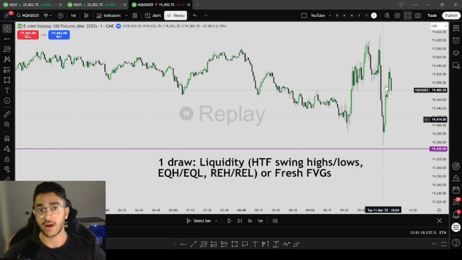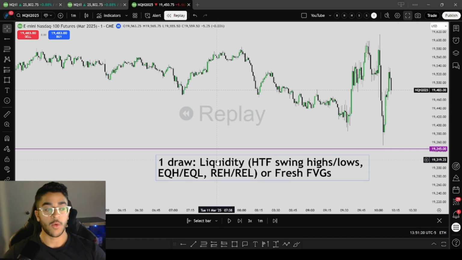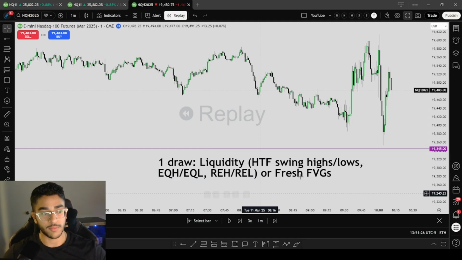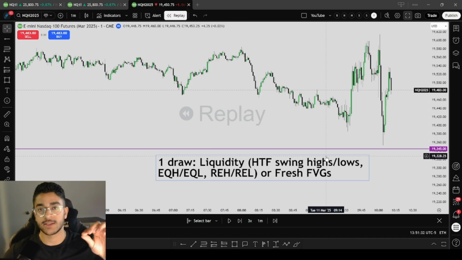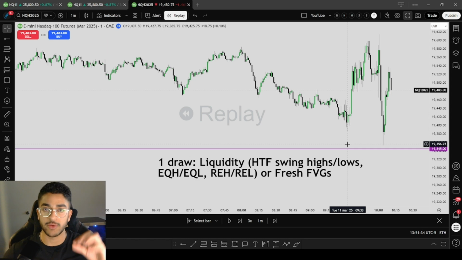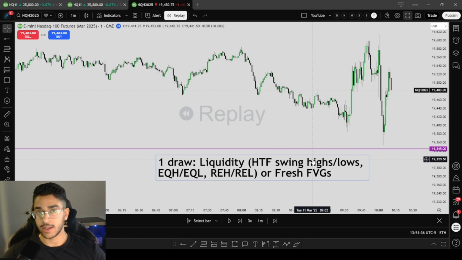Liquidity in the form of a higher time frame swing high, swing low, or equal highs, equal lows, relative equal highs, relative equal lows. So if you guys go back to, I believe, episode 3, we cover all of these different types of liquidity, right? But equal highs, equal lows, they're equal if they're exact to the tick. Relative just means they're off by a few ticks, right? But let's look at an example of that.